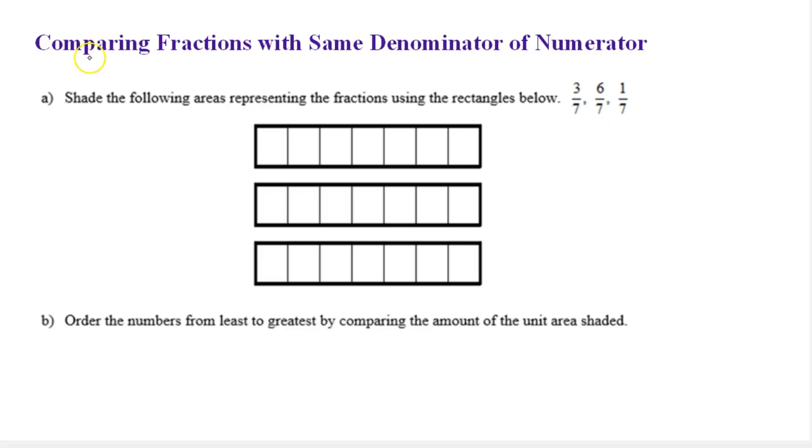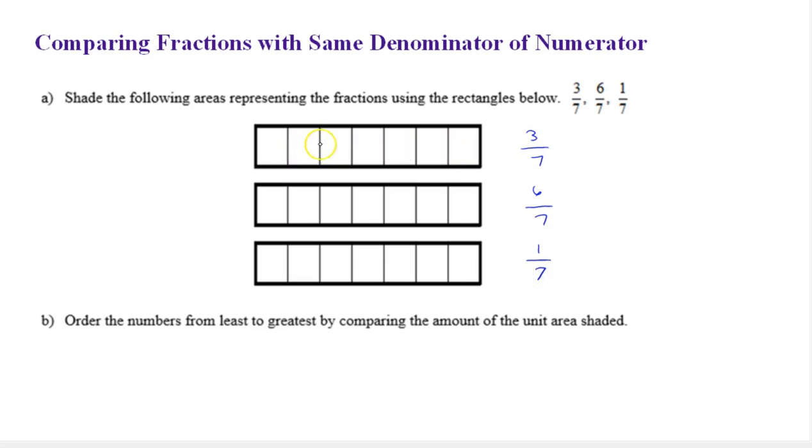In this video, we're going to look at comparing fractions with the same denominator or numerator. Shade the following areas representing the fractions using the rectangles below, and we're asked to shade 3/7, 6/7, and 1/7. So first let's write next to the rectangles what we're going to shade. And I'll use a highlighter.